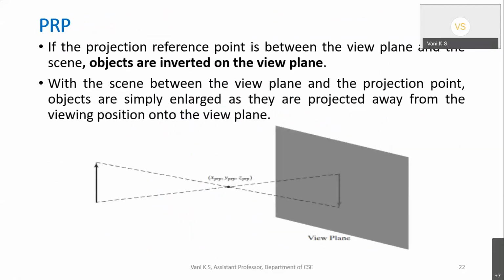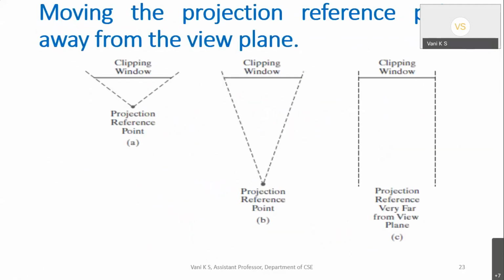These are the formulas behind that. Then see here, that's what I told you. When the object is nearer to the projection reference point, the size will be larger. As I move away from the projection reference point, the size of the object will be very small. And if the projection reference point is very far from the view plane, it almost matches the parallel projection.